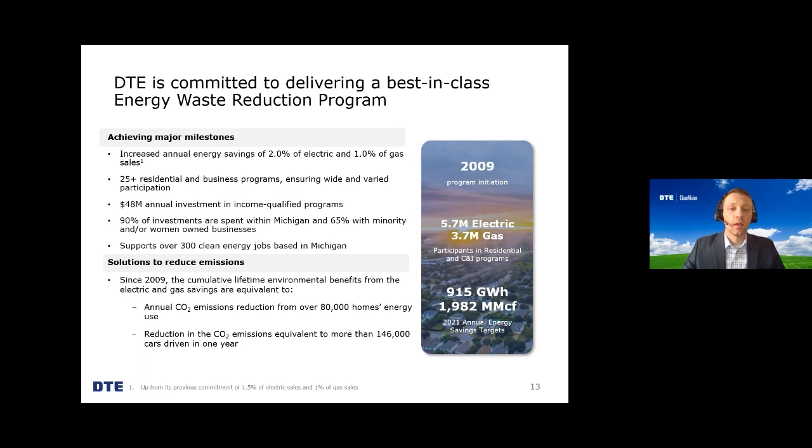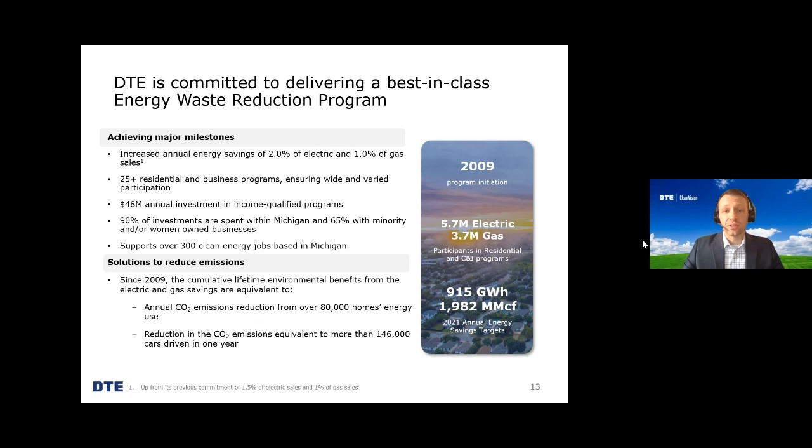Since 2009, DTE has worked hard to develop a portfolio of programs that provide customers with best-in-class opportunities to reduce usage. Since then, customers have participated over 5.7 million times in our electric programs. We've also increased our savings target since 2009 to now over 900 gigawatt hours per year, or roughly 2% of our electric sales. To achieve these savings, DTE has over 25 programs, which is one of the largest varieties of program offerings in the country. That is to ensure that customers have an opportunity to participate based on their unique situation.